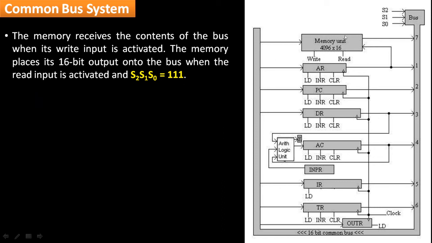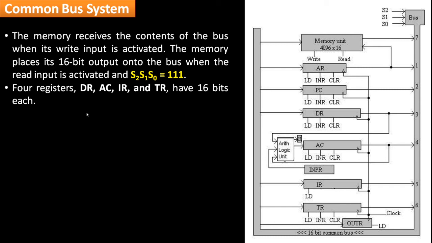So the data which is available inside the memory module will be written onto the bus only when the selection variable selects the memory, that is by providing 111 here. When we provide 111 here, it selects the memory module, and when a particular address is provided to the address of the memory module, the data available inside that particular location will be sent onto the bus after providing a read signal.